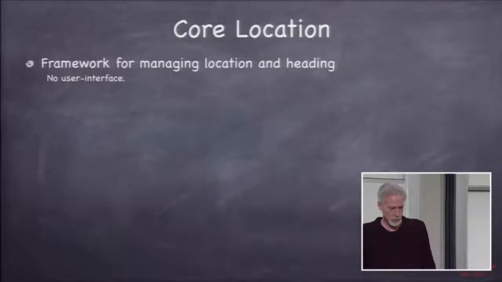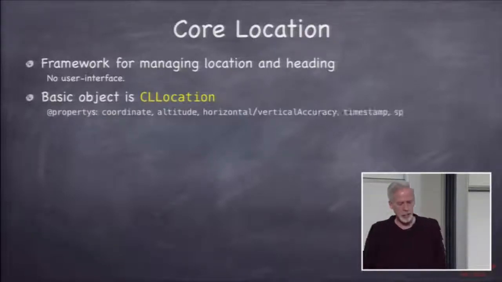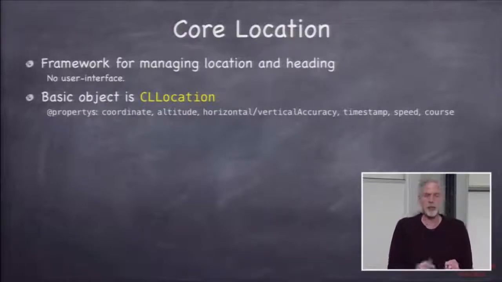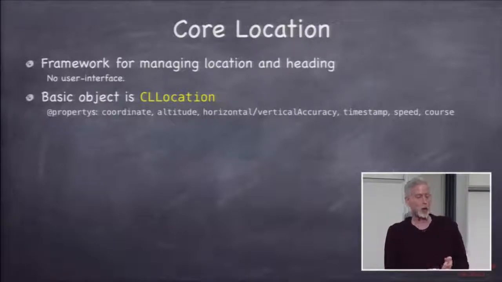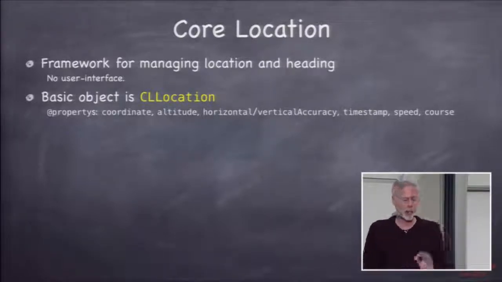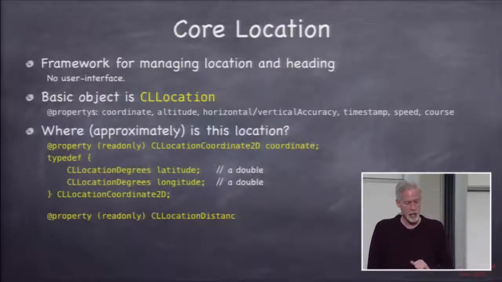Where on Earth. So its basic object is a CLLocation that includes a coordinate, which is latitude and longitude, altitude, okay, horizontal and vertical accuracy. We'll talk about why that's important. Timestamp, speed, course, things like that. Okay, that's the CLLocation object.